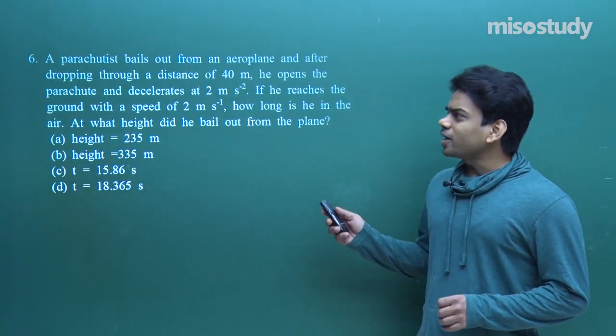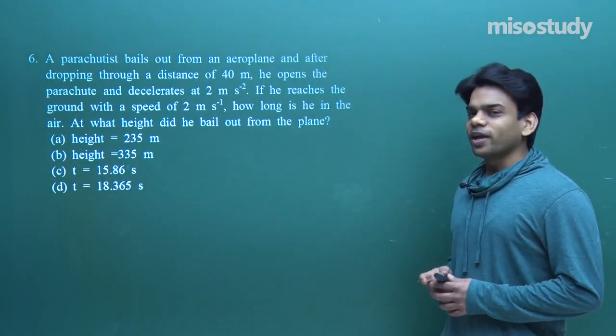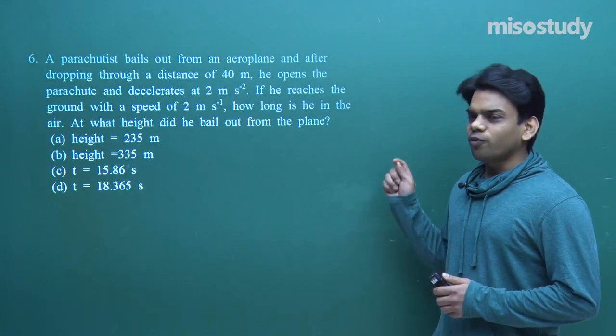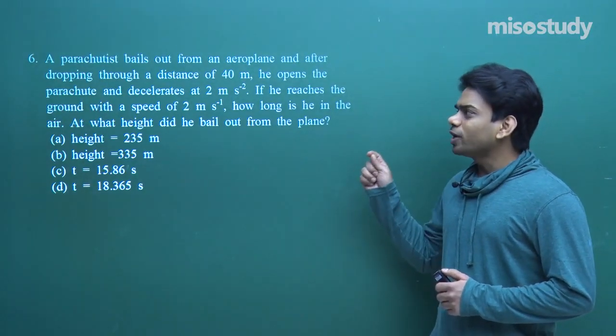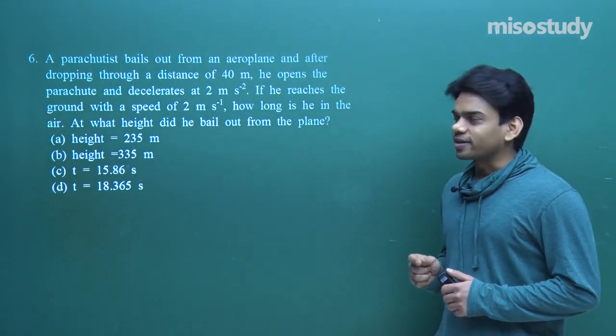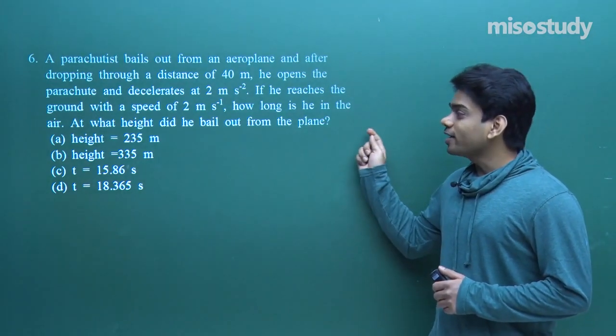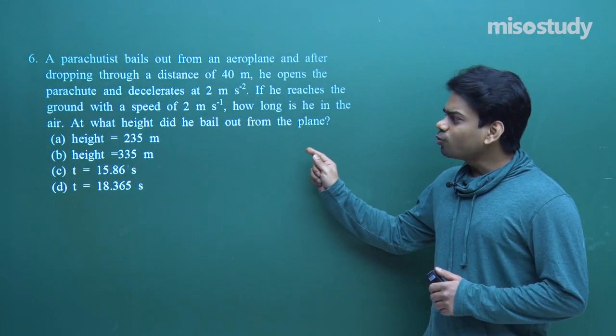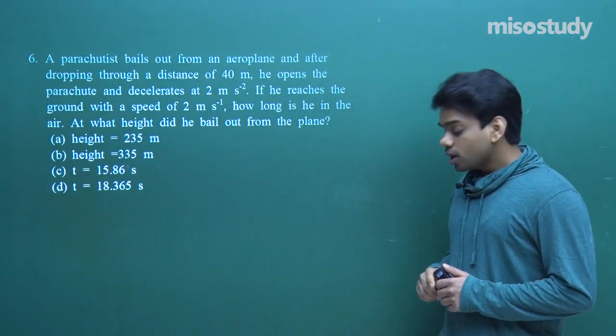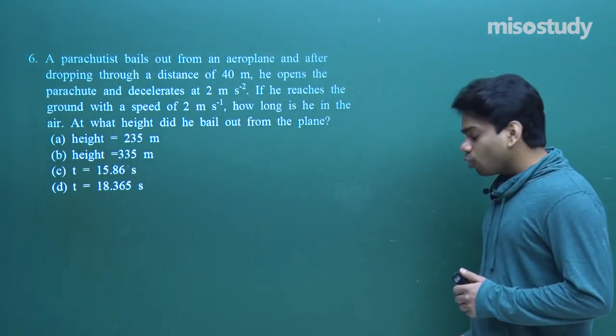Sixth one: a parachutist bails out from an aeroplane and after dropping through a distance of 40 meters, he opens the parachute and decelerates at 2 meters per square second. If he reaches the ground with a speed of 2 meters per second, how long is he in the air? At what height did he bail out from the plane? First of all, let me show you the scenario, what is happening.